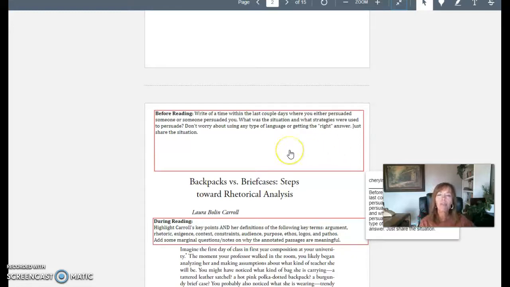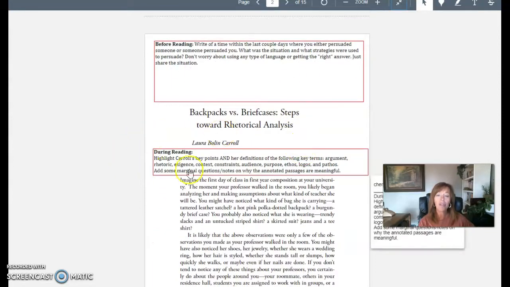Put that down there even before you start reading, because we'll come back to it after you're reading. And then during reading, I'm asking you to highlight her key points, highlight Carol's key points, and all of these key terms: argument, rhetoric, exigence, context, constraints, audience, purpose, ethos, logos, and pathos. Those are terms that we are going to be using over and over and over again over the next few weeks and even through 102, okay, English 102.